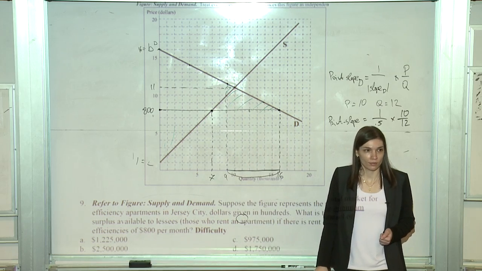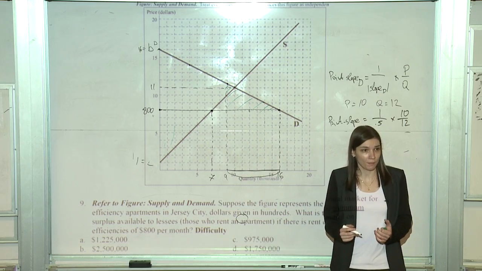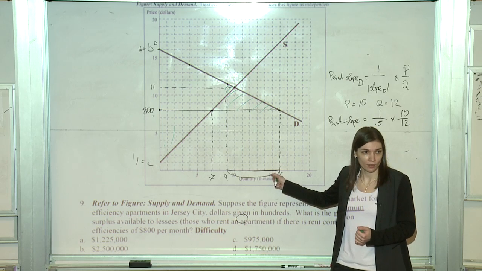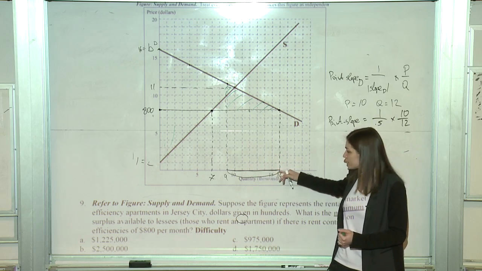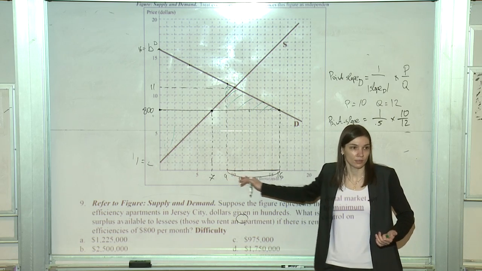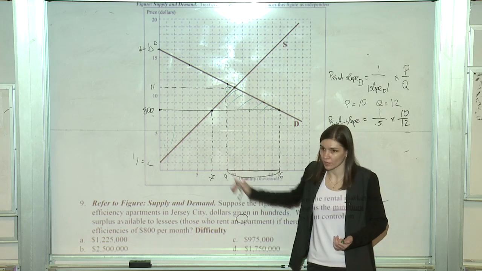Why is it 9? Because 7,000 apartments are available. If we start giving them to those people here with the lowest willingness to pay, there's only 7,000 of them that are going to get an apartment. So 16 minus 7, so it goes from 16 to 9.